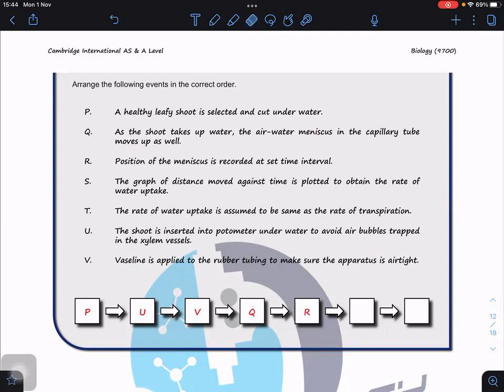The position of the meniscus is recorded at a set time interval. If you want, every minute or every 10 minutes, you can record it down. Then we can plot the graph of distance moved against time to obtain the rate of water uptake. But the thing here is, guys, you only measure the rate of water uptake. If you want the transpiration rate, you need to make the assumption that the rate of water uptake is the same as the rate of transpiration. So the answer is PUVQRST.